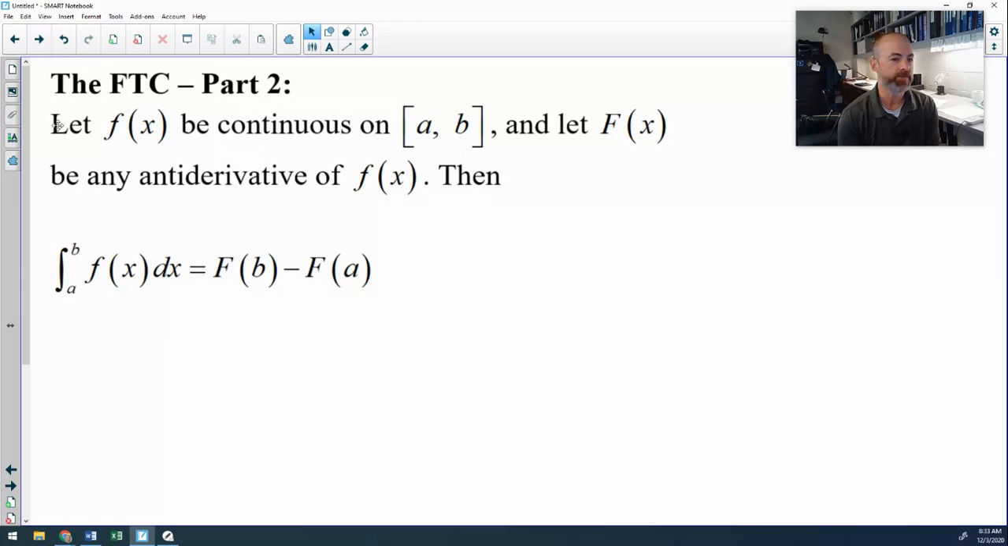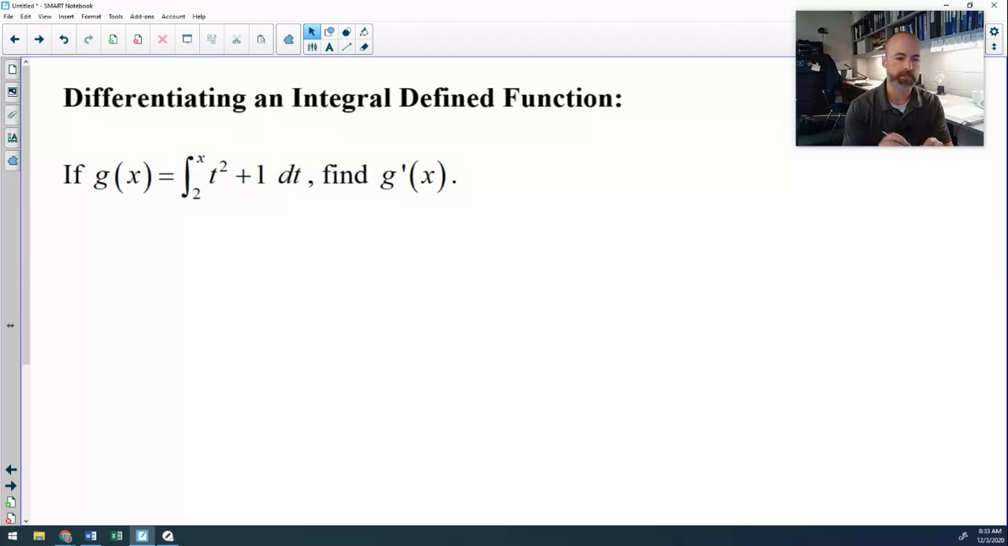There is, however, a second part which deals with integral defined functions and finding the derivatives of those functions. So I have an example right here. G of x is the integral from 2 to x of t squared plus 1, and I want you to find g prime of x. So there is a differentiation process for this, but at the moment, we don't know what the process is for the derivative of an integral defined function.